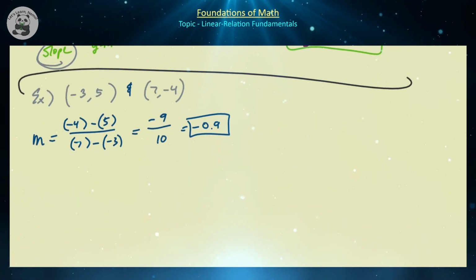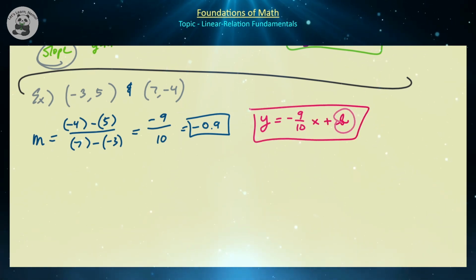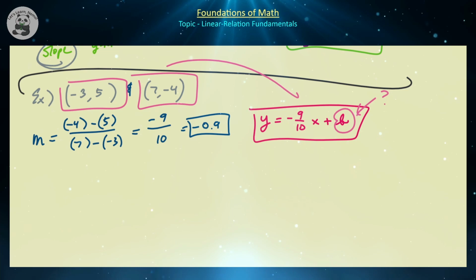The next thing that we need to find is the value of b, because keep in mind, we know that the equation is going to be y is equal to -9/10 x plus some number b. We just need to figure out what exactly this number is equal to. Both of these points must fall on this line, so we can choose any of these points to figure out what b is equal to.